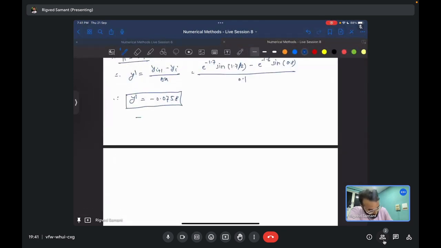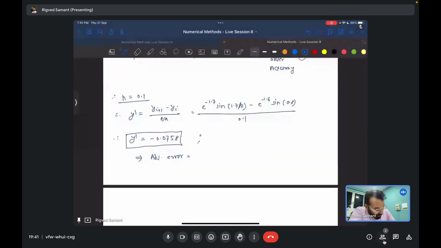Therefore, what is the absolute error? Here y dash true is not changed yet, that is minus 0.0745. So minus 0.0745 plus 0.0758 is the value, that is 0.0013.